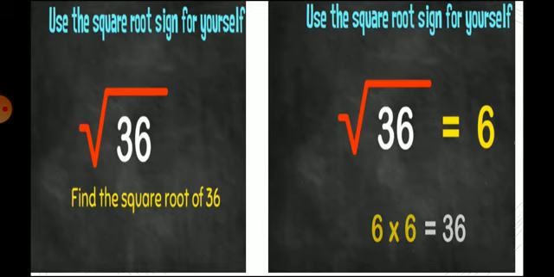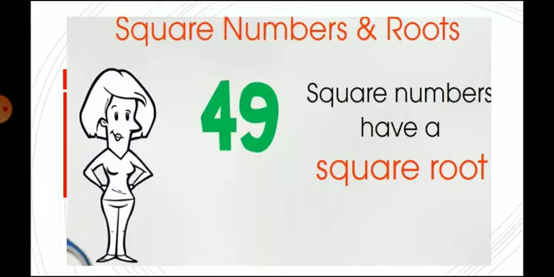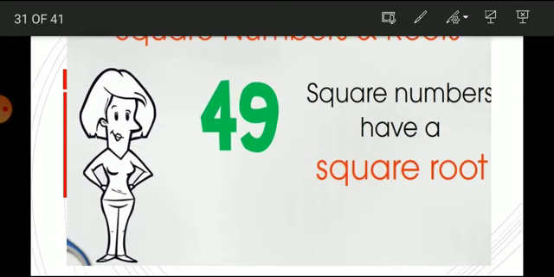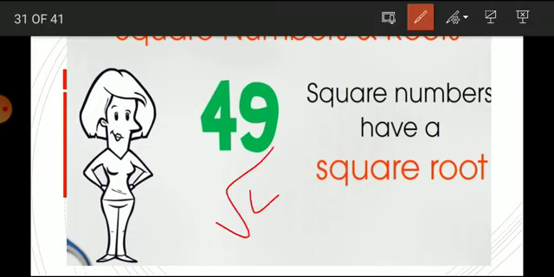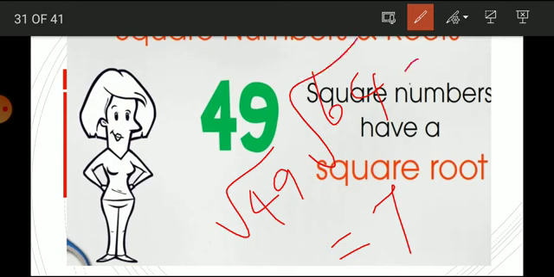Use the square root sign for yourself. Find the square root of 36. You know very well. Which number multiplied twice will become 36? Yes, 6. Okay, so now I want to take 49. Can you guess which number comes to the answer? If I take the square root of 49, we can tell the answer directly: 7. 64 means that is 8.